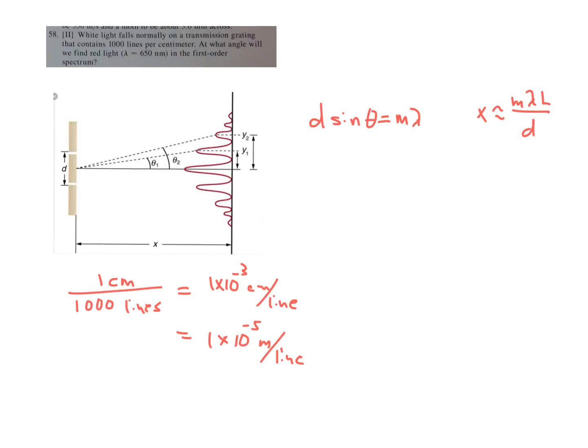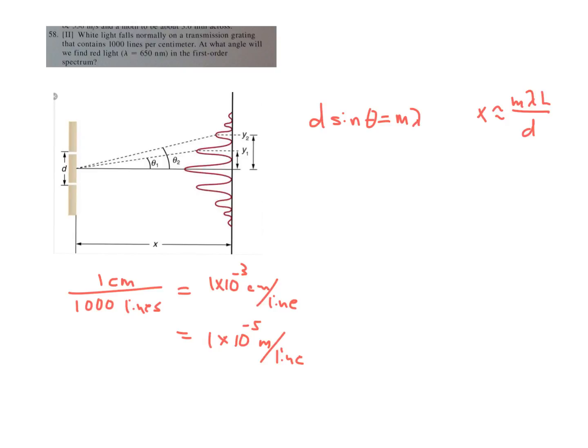Day 46, page 975, number 58. So we're talking about a grating here with 1,000 lines per centimeter. This is, once again, indicating that we're looking at the interference maximums. And it's talking about how many lines per centimeter.